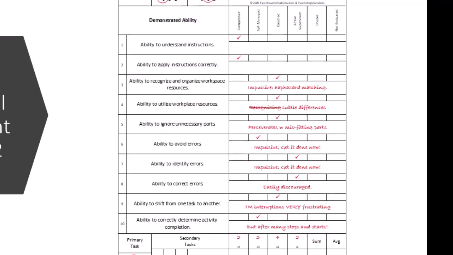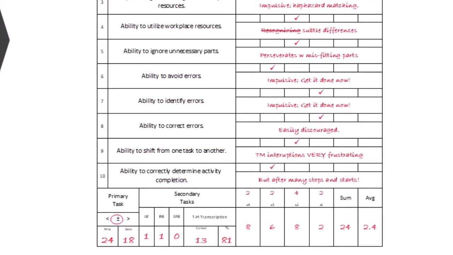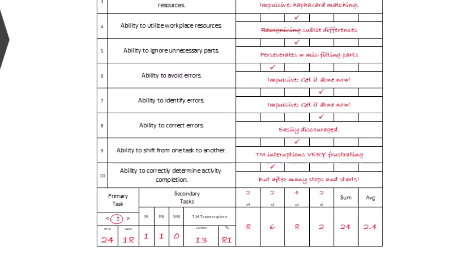Each of these observations was summed at the bottom of the scale and multiplied by a weighted factor, resulting in a total score of 24, which gave her an average score of 2.4. Susan also rated Joanna at an adequate level for effort and recorded that she had 13 correct message transcriptions out of 16 possible, which resulted in an 81% score.